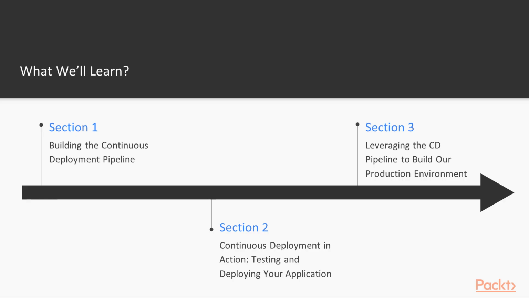This course is divided into 5 sections. In section 1, we will start building the continuous deployment pipeline using infrastructure as code. We will then go through each pipeline component by installing and configuring it. Once the continuous deployment pipeline is up and running, in section 2 we will start creating our first Docker application. We will then automate the process of testing it and deploying it to the production environment. In section 3 we will focus on the production environment itself. We will leverage the continuous deployment pipeline and infrastructure as code to continuously deploy changes to it.